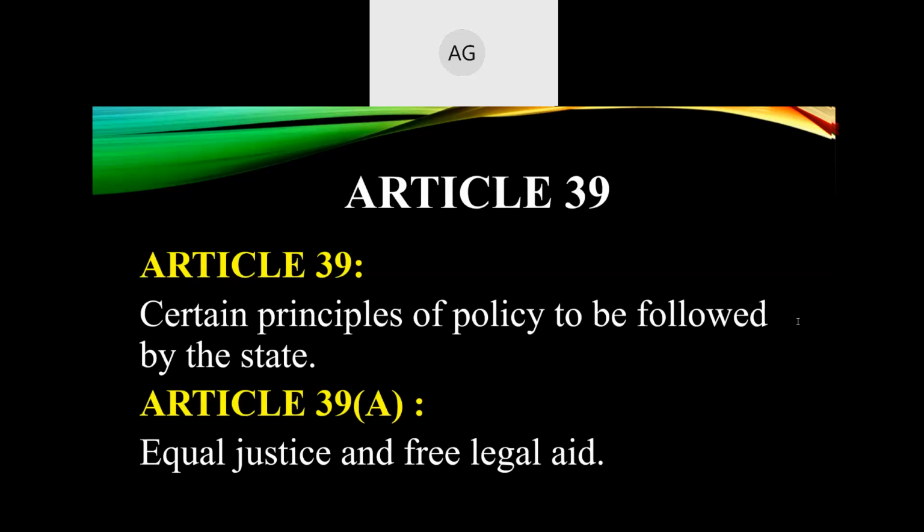Okay, so let's move to the next part of the same article. Students, we are in Article 39 only, wherein we are studying sub-article A. Okay, now what it says, let's understand. It says that there should be equal justice which has to be provided by the state, and very importantly, there should be free legal aid.